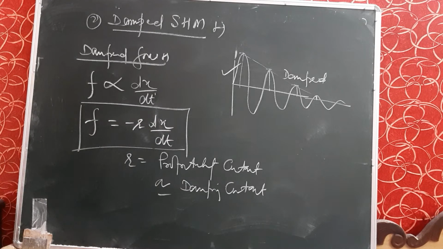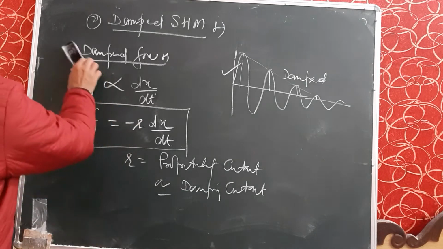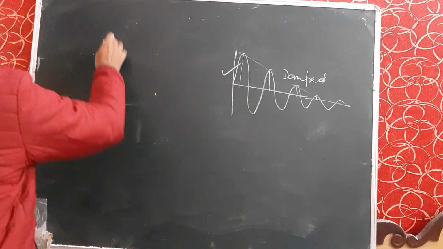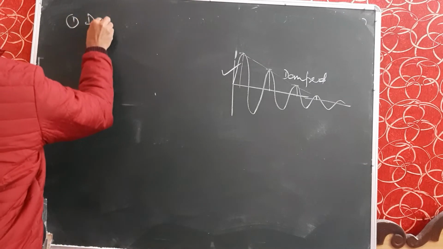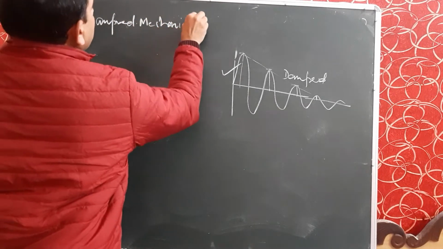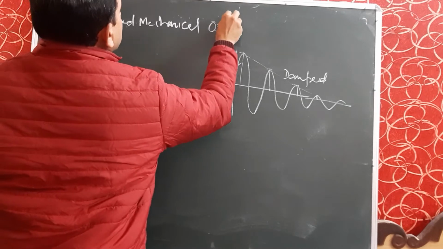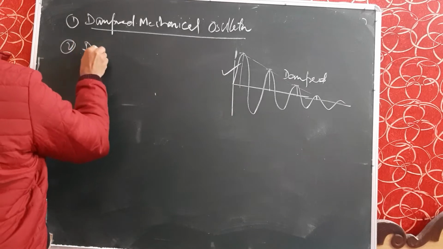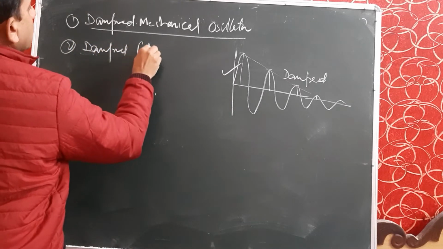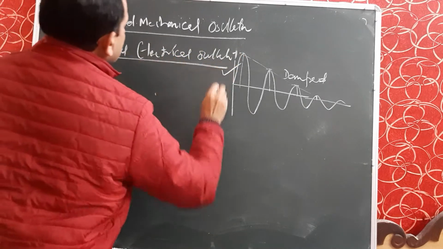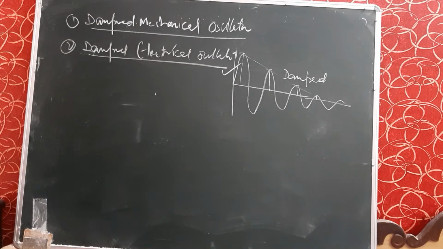In this chapter we will discuss the damped mechanical harmonic oscillator and the damped electrical harmonic oscillator. So there are two further parts. First one is the damped mechanical oscillator, and second one is the damped electrical oscillator. So, mechanical and electrical.